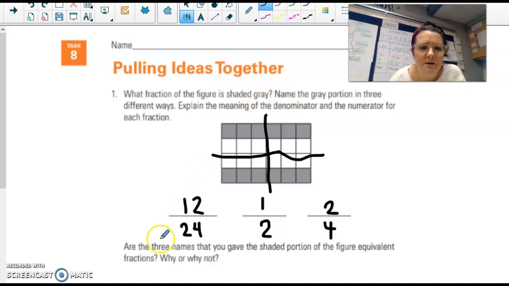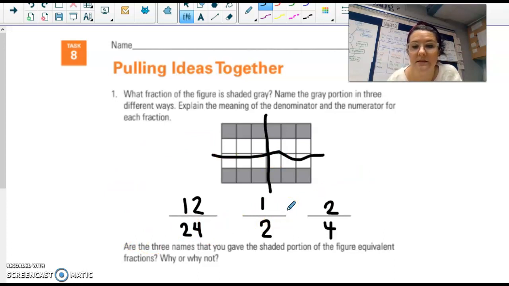Okay? So it says, are the 3 names that you gave the shaded portion of the figure equivalent fractions? Why or why not? Well, thinking about our discussions about halves, I know a fraction is equivalent to 1/2 if the numerator is half of the denominator. So 1 is half of 2. 2 is half of 4. 12 is half of 24. So all 3 of these fractions are equivalent to 1/2.